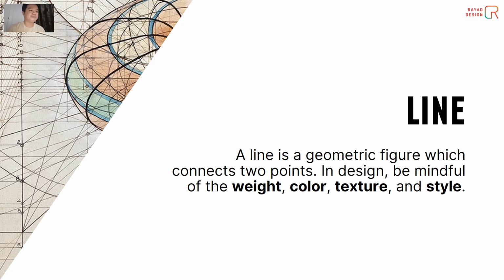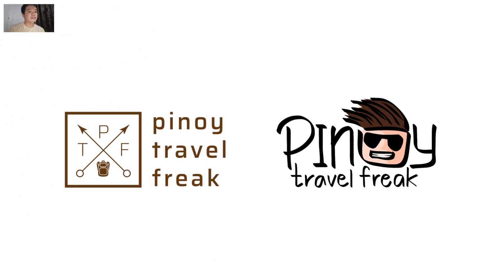Here's an example. We have Pinoy Travel Freak, and we have 2 logos here. The first one on the left is composed of very geometric type of lines. Those are very neat and of uniform weight. Whereas on the right side, we have a caricature and handwritten type. If you look at it, there is a difference between the two. On the left side, it's very formal, while on the other side, it's kind of a candid and friendlier look.